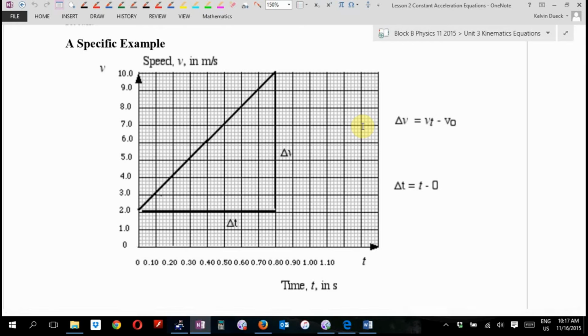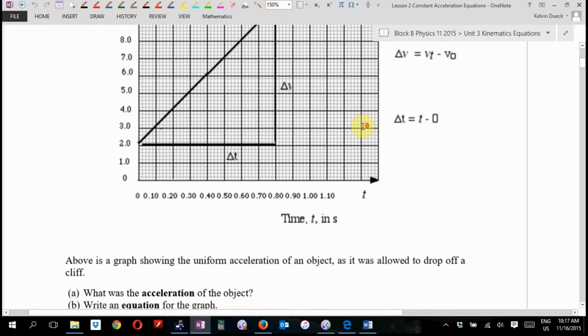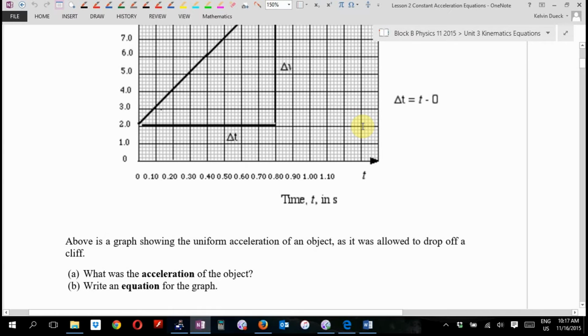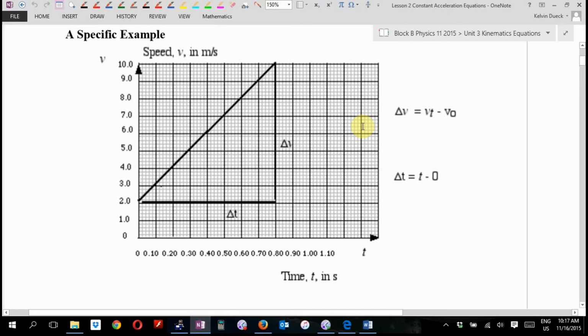V versus T. Okay. We're going to walk through a specific example here. It says, above is a graph showing the uniform acceleration of an object as it was allowed to drop off a cliff. How is it showing acceleration? Where does acceleration appear on a velocity time graph? So part A asks, what's the acceleration of the object? Where does the acceleration appear?